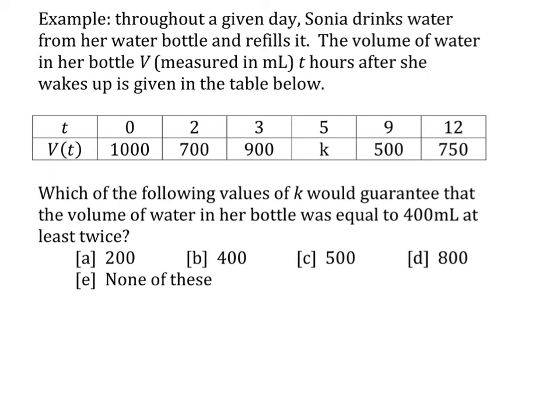So the correct answer, it turns out, is 200. The reason that it's 200 is that in order to guarantee that we're going to hit 400 milliliters twice, it has to happen once. It's not guaranteed to happen between here and here. It's not guaranteed between here and here. It's not guaranteed between here and here. The only place we'll hit 400 is between this one and this one, and this one and this one. So 400 doesn't work because we might have dropped from 900 just down to 400 once and back up. This doesn't get low enough, and this doesn't get low enough. So 200 is the only one that makes sense, because it allows for 400 to be hit between 900 and 200, and again going back up between 200 and 500. So that's our correct answer.